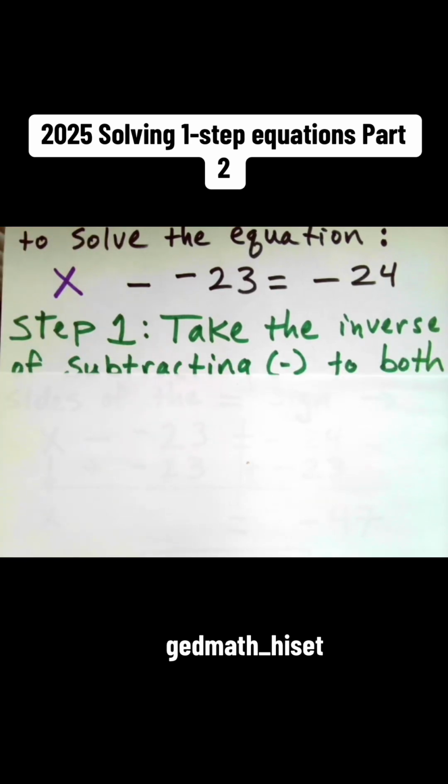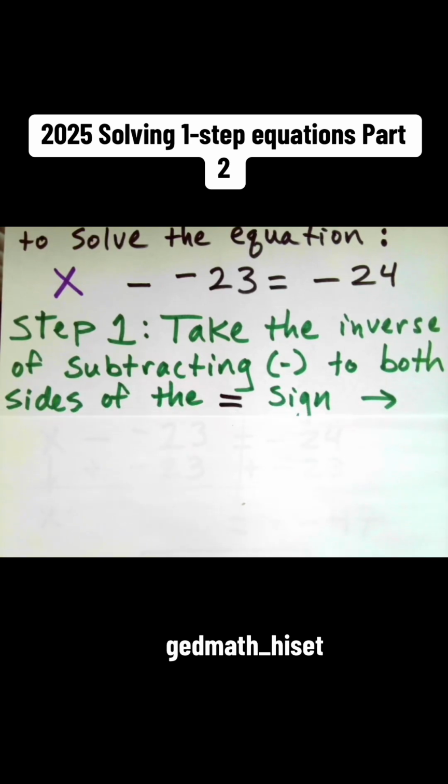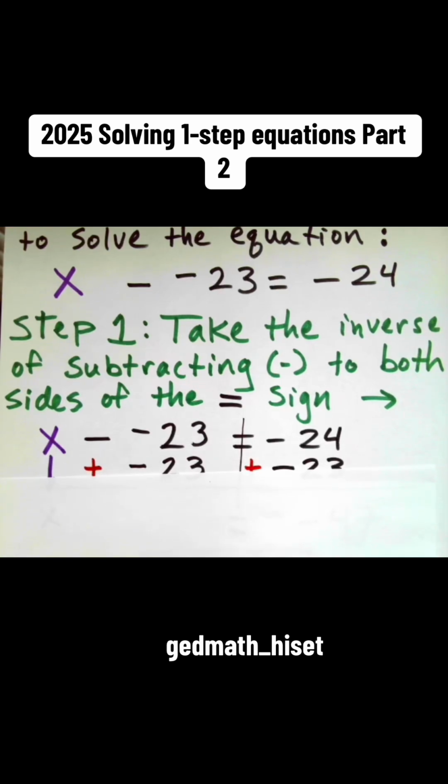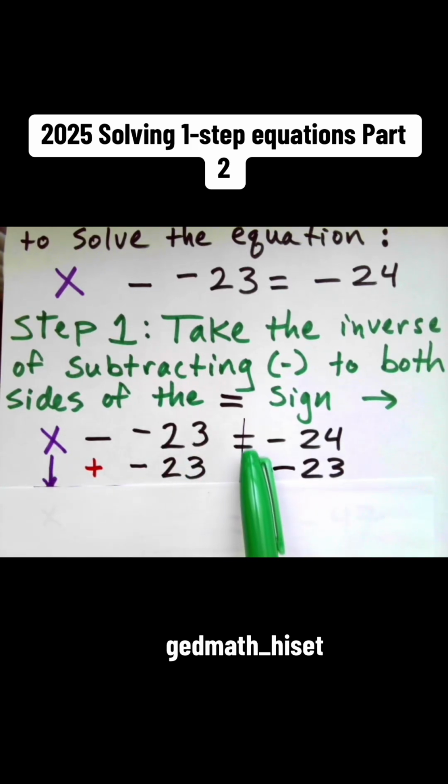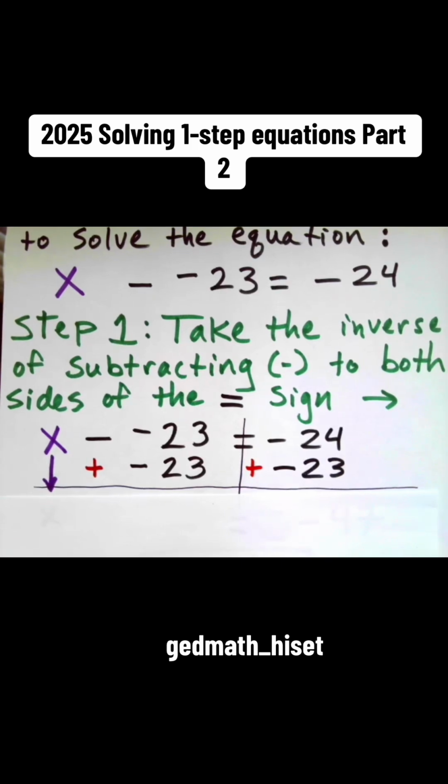So for step one, you want to take the inverse of subtraction to both sides of the equal sign. And so here I'm going to show you what that looks like. The inverse, or the opposite of subtracting, is to add. So I'm going to add a negative 23 to both sides of this equal sign. You want to balance your equation. What you do to the left side of the equal sign, you want to do to the right side of the equal sign as well. So I'm showing you that very first step.